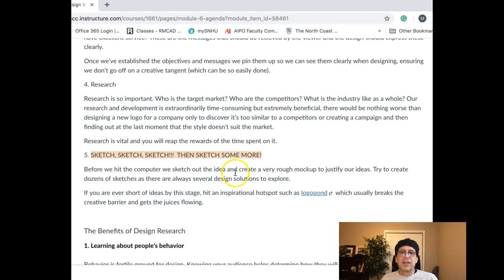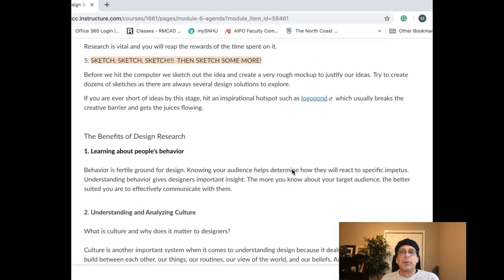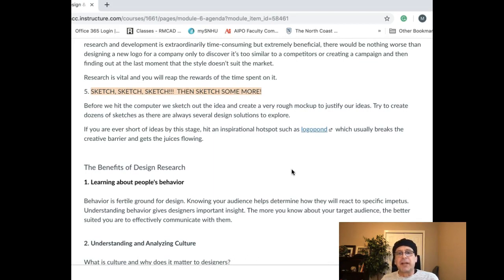Sketch, sketch, sketch, then sketch some more. Sketching is so important. I can't even emphasize how important the sketching stage is. So please understand, you don't have to be the next Rembrandt of sketch artists, guys. All you have to do is be able to communicate your ideas. Look, if you don't consider yourself a great sketch artist, that's fine. Sketch your work and label it. Just describe what's happening in the sketches. The idea is to communicate your ideas.